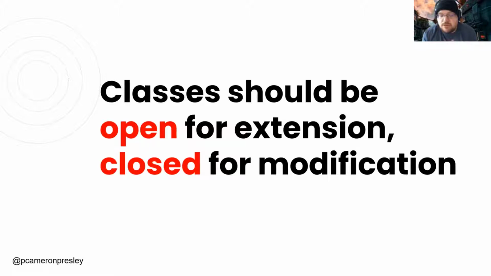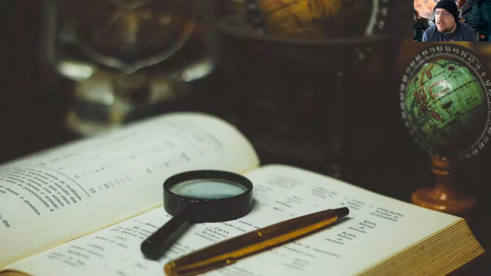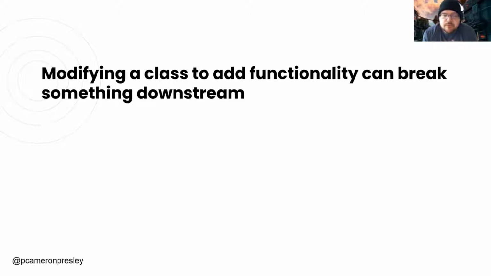And the reason why we want to do it that way is because adding new functionality by adding new classes is actually a pretty low risk, right? Because if you add a brand new class that handles your functionality, it's pretty rare that you're going to break an existing one. So let's take a look into why this is kind of a big deal, right?